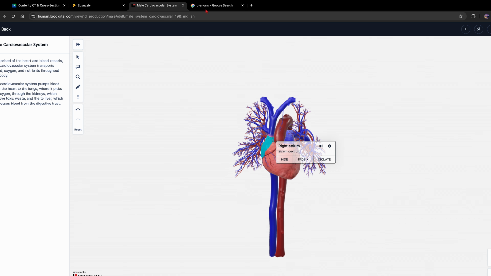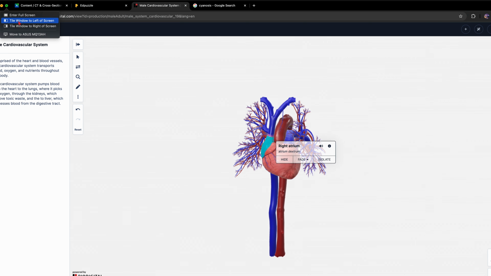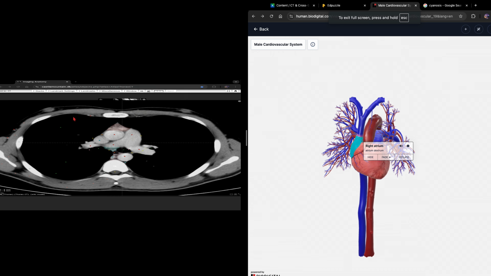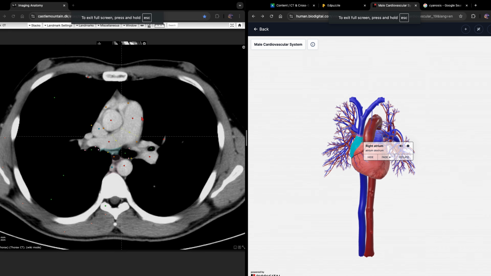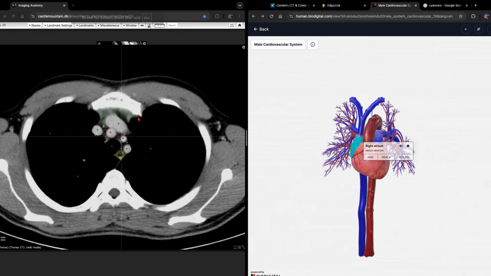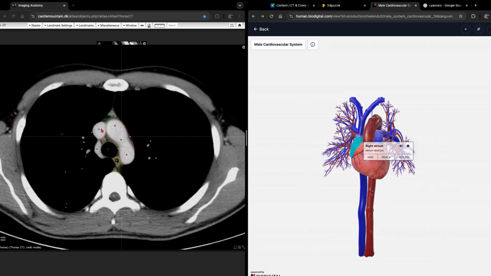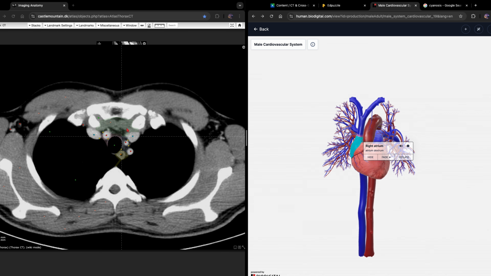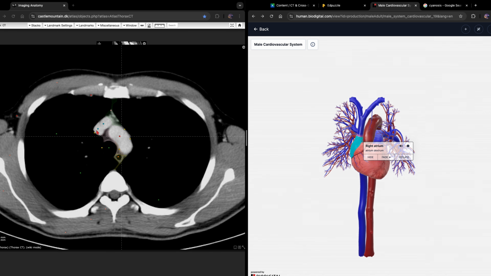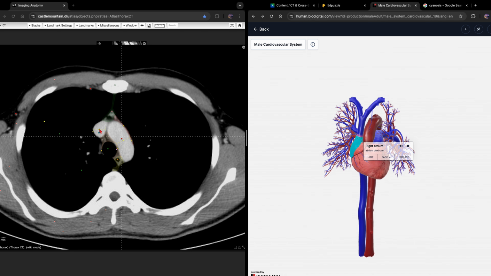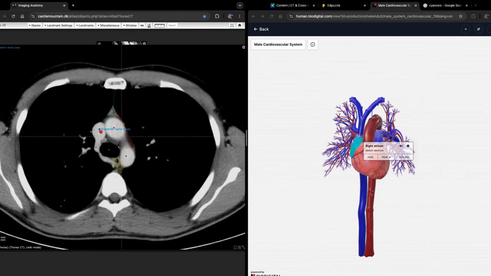So let's look at that on CT. Let me put them side by side. And if we look, we can see the SVC. Don't worry about these right now. These are other blood vessels coming in. But this is the SVC. Just got to make sure you know that. This is the superior vena cava.